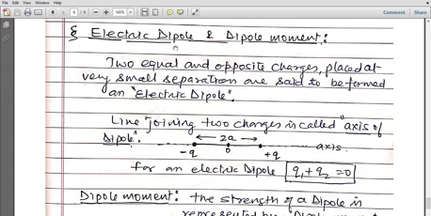Di means two, pole means polarity. Two opposite polarities are placed at a very small distance, and we are dealing with an electric dipole. It means opposite polarities are created by two charges. So when two equal and opposite charges are placed at a very small separation, they are said to form an electric dipole. Take one positive charge, one negative charge, and place them at a short distance in combination, and in that case a dipole is formed.